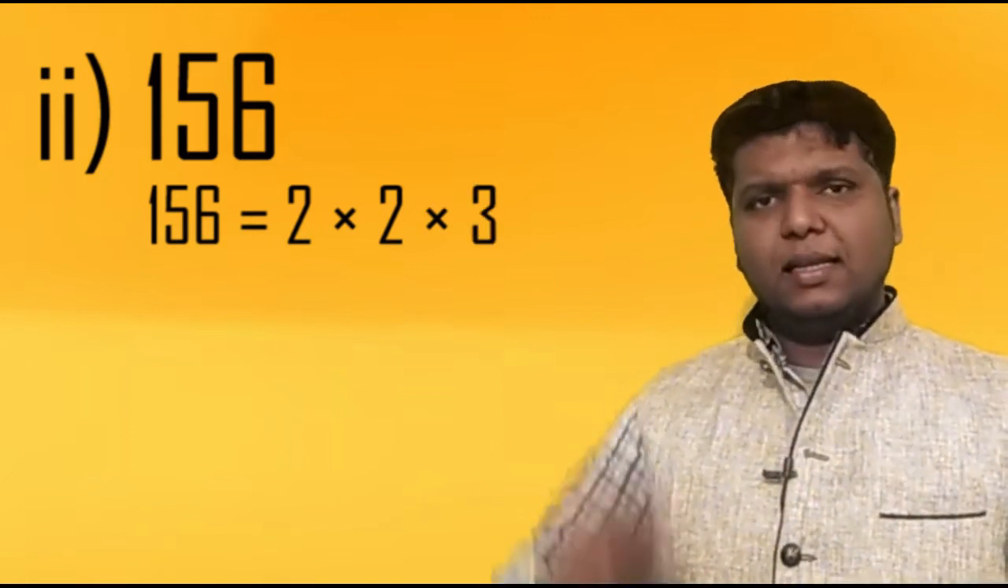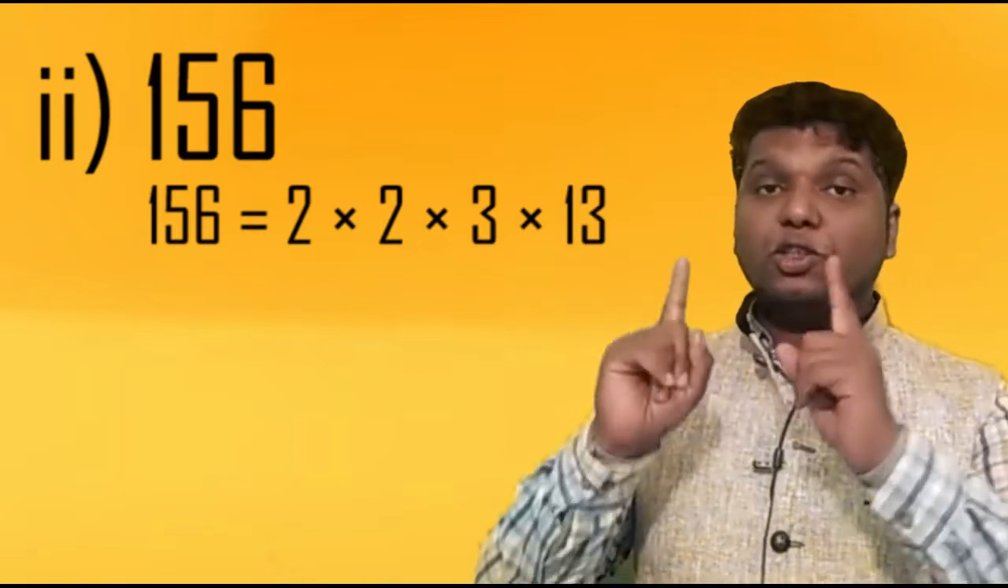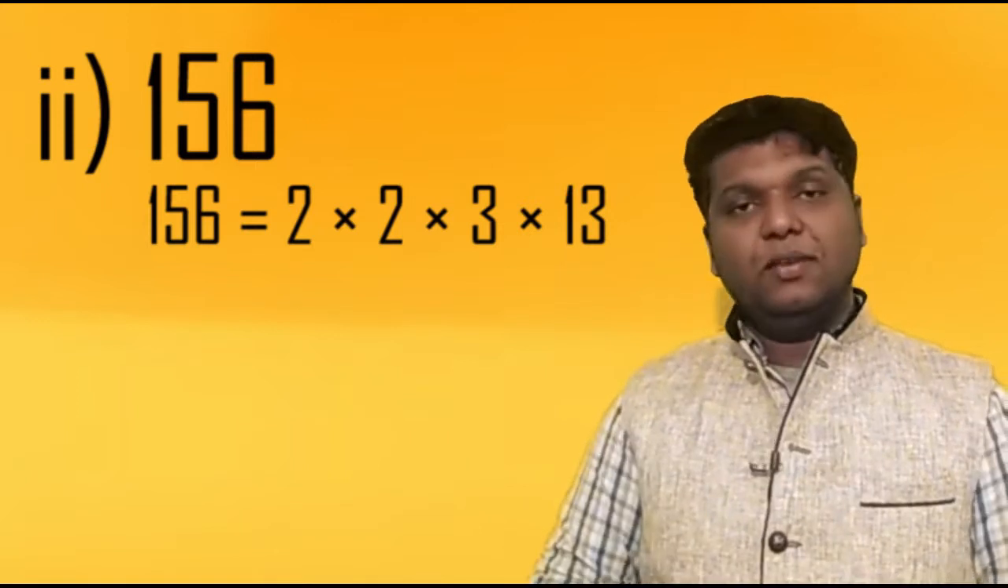Clear? Next number, 156. Obviously, it's also divisible by 2. Let us divide it by 2. Dividing by 2, 78. Right? Again, it's an even number. Divide it again by 2. You got 39. Now 39 is not an even number. While checking, you can understand it's divisible by 3. Exactly. Dividing it by 3, you got 13. Now 13 is a prime number, so stop right there itself. Okay, dear students, let's go to the next question.